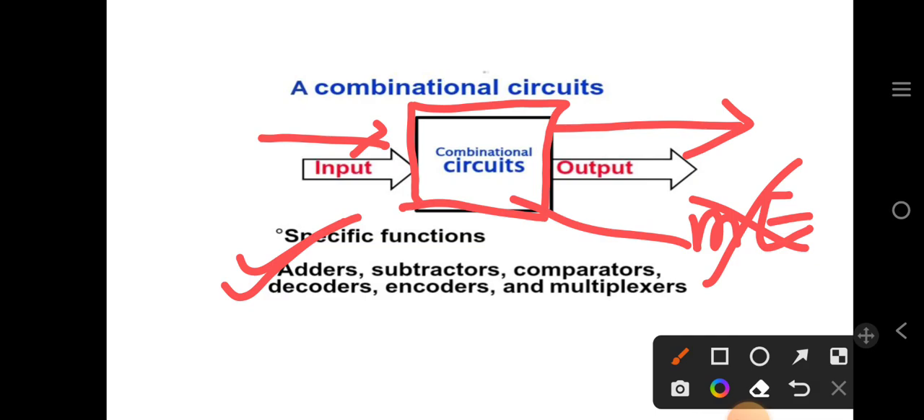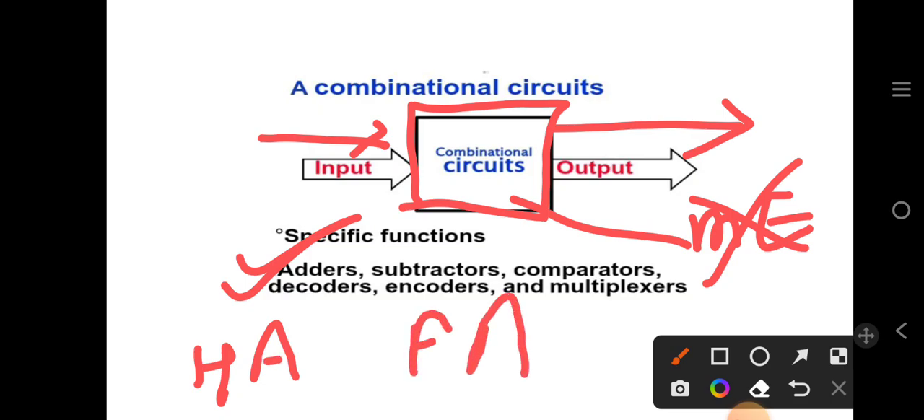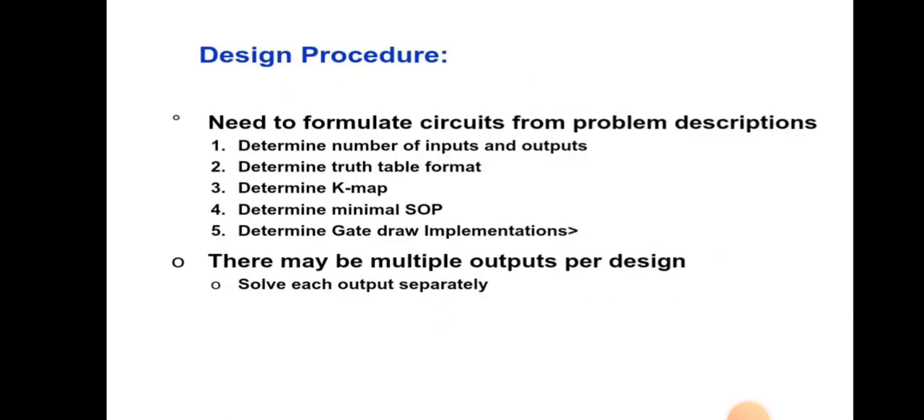Adders are of two types, half adder and full adder. A full adder is nothing but a combination of two half adders. So this is the combinational circuit.